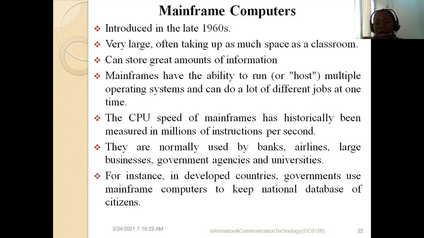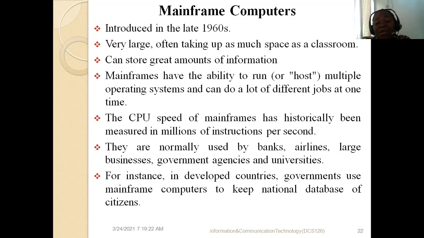And also, they can handle different jobs at a time. You can batch the jobs. All the different jobs come in, and the same one computer is able to handle them. Remember the size actually is very large. The CPU speed of mainframes has historically been measured in millions of instructions per second. They are normally used by banks, airlines, large businesses, government agencies, and universities. And of course, even some big hospitals.